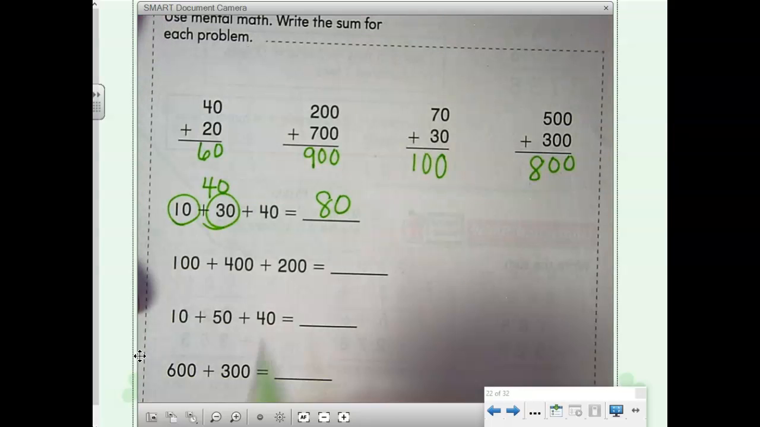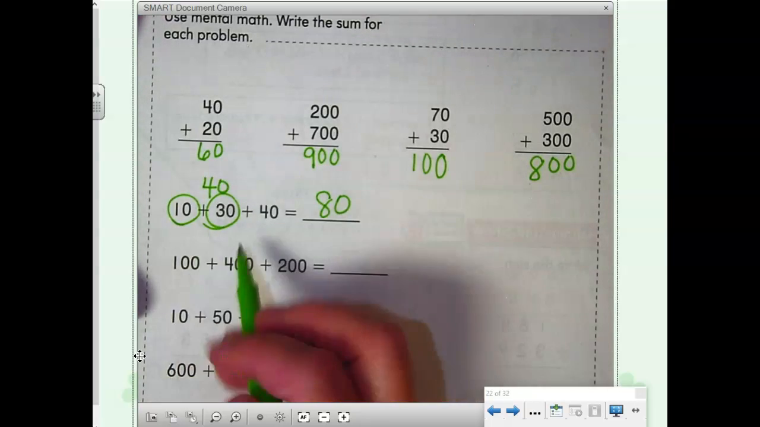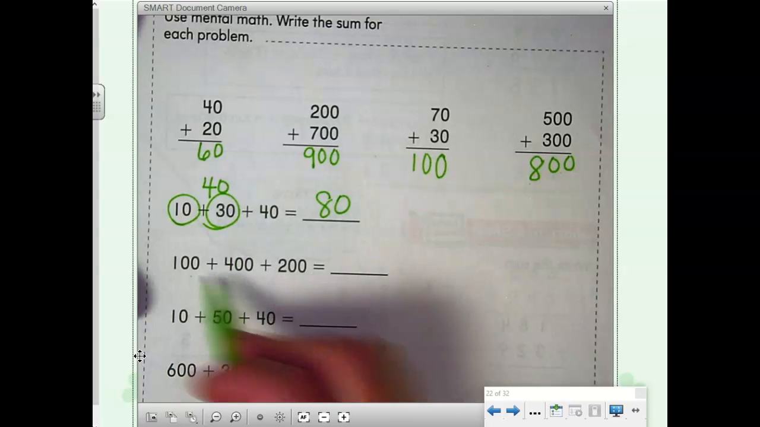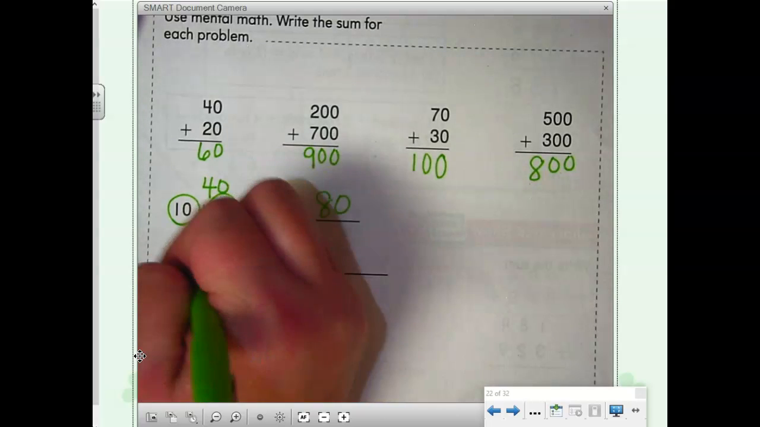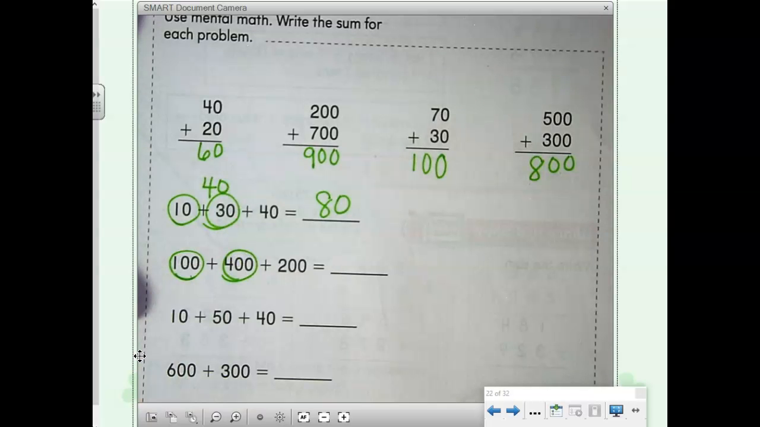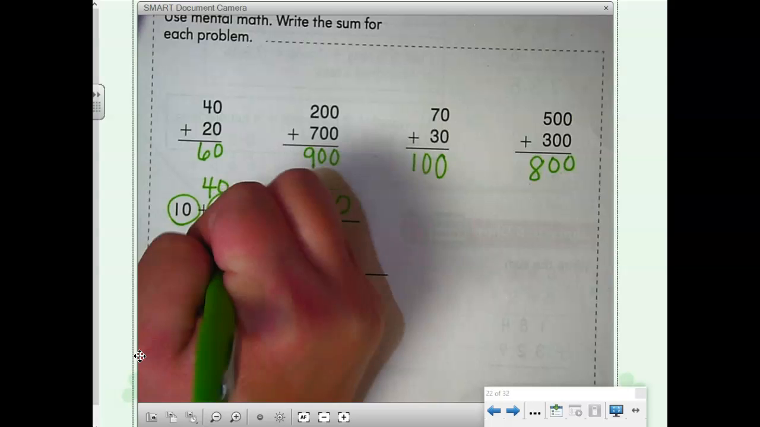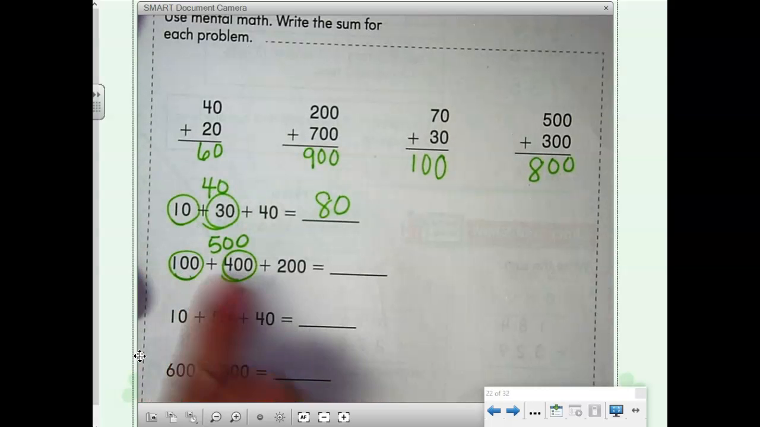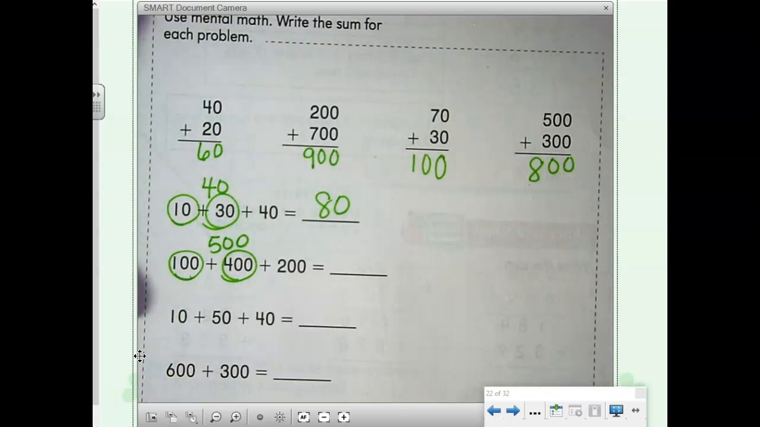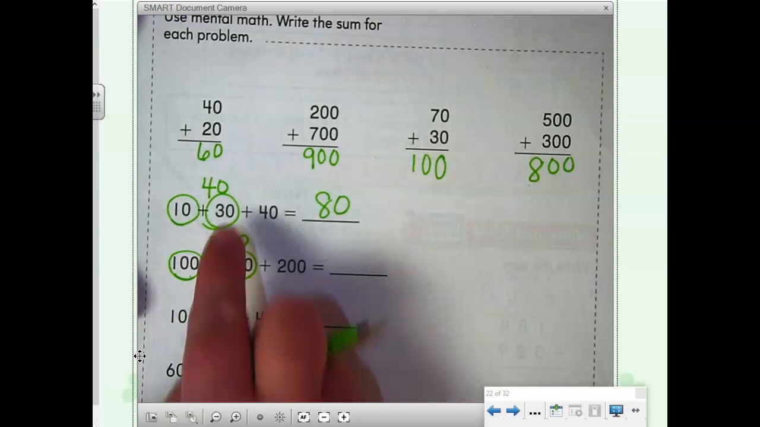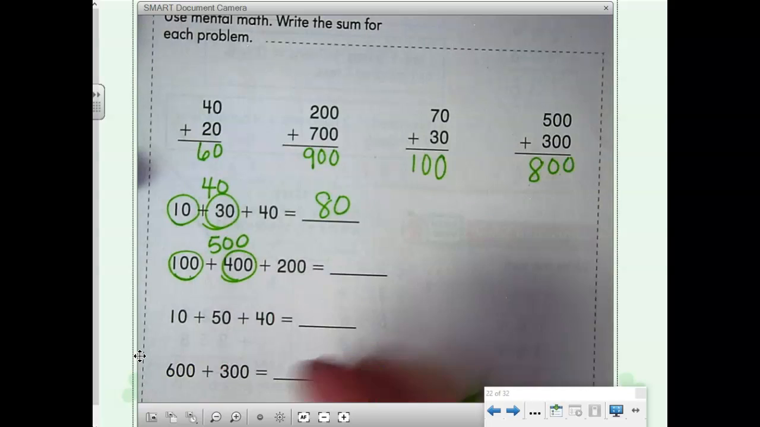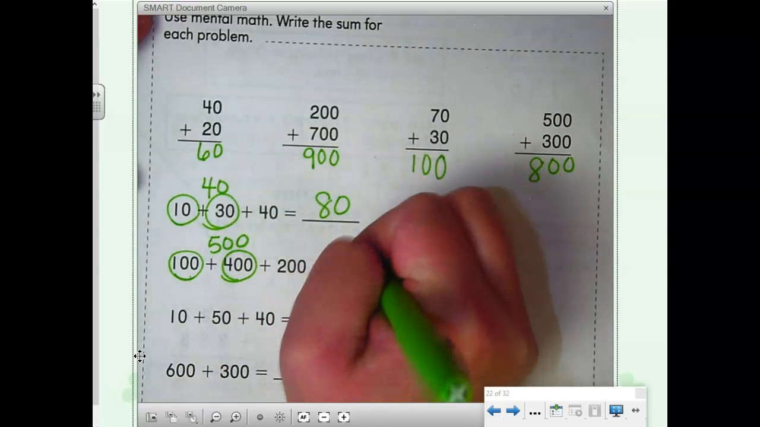All right. What about here? 100 plus 400. That gives us what? 500. Now what would be 500 plus 200? 500, 600, 700. Adding 2.